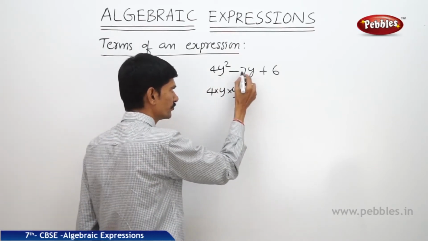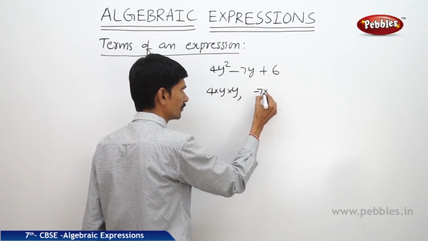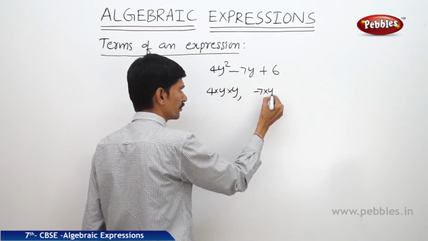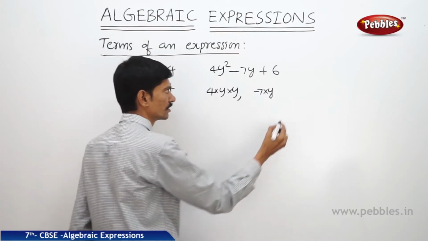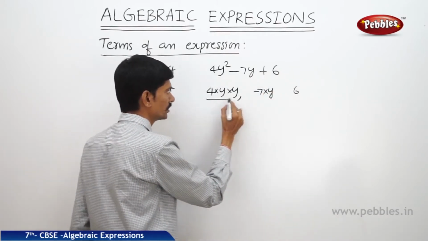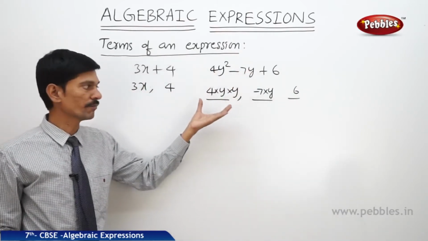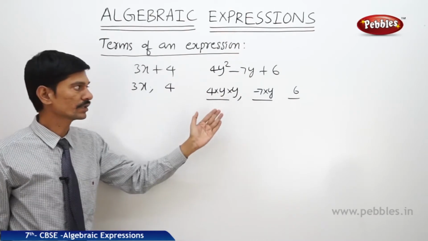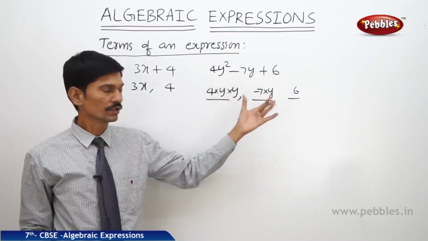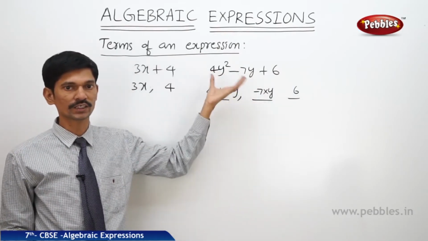Then how did we get minus 7y? Minus 7 is multiplied by the variable y. Then the third term is 6. Now these three are the parts of the expression which are formed separately first and then added to each other. So these parts of the expression are called the terms of the expression.